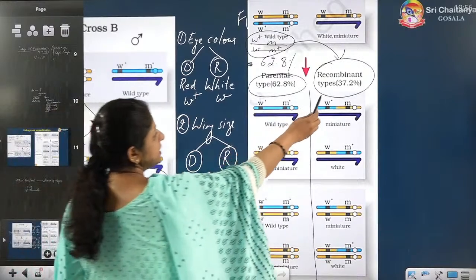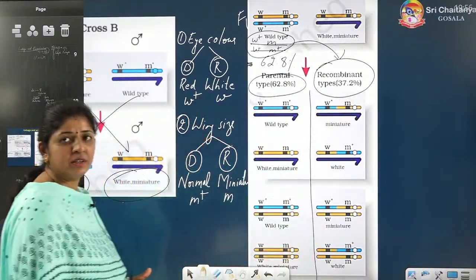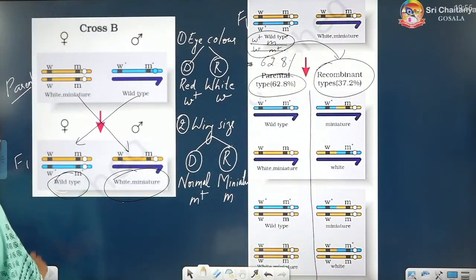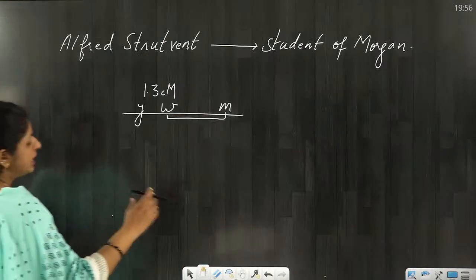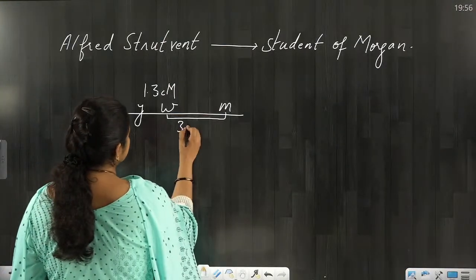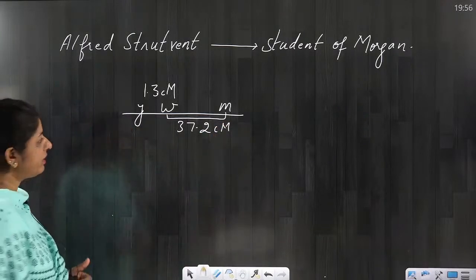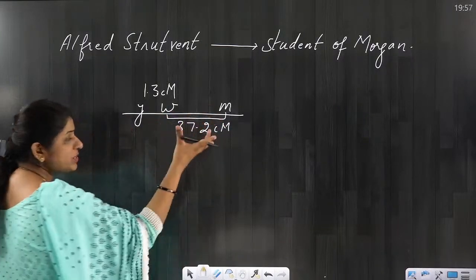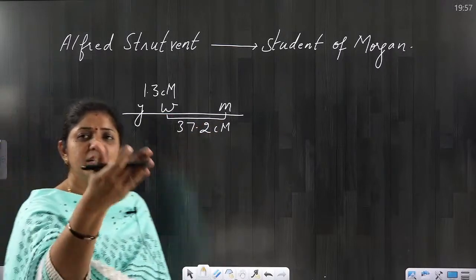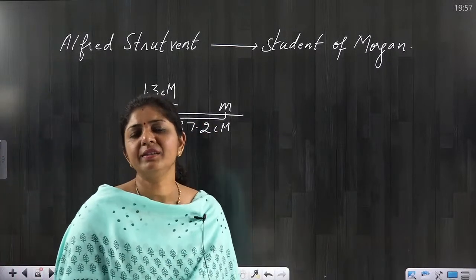See here, 37.2%. So what is the distance? Now we have to conclude from this: not percentage, you can say 37.2 centimorgans. Now if the distance is more, that's why their recombinant percentage is more as compared to parental types.